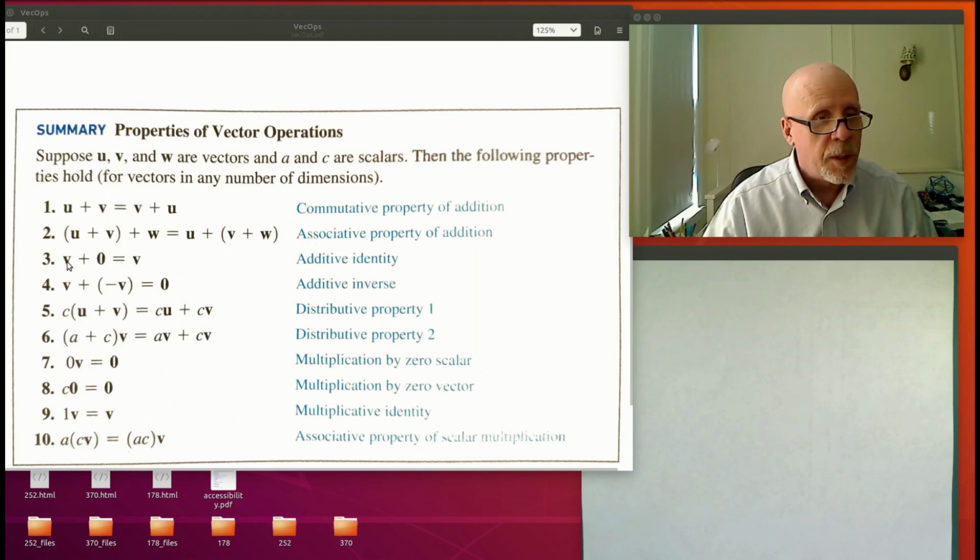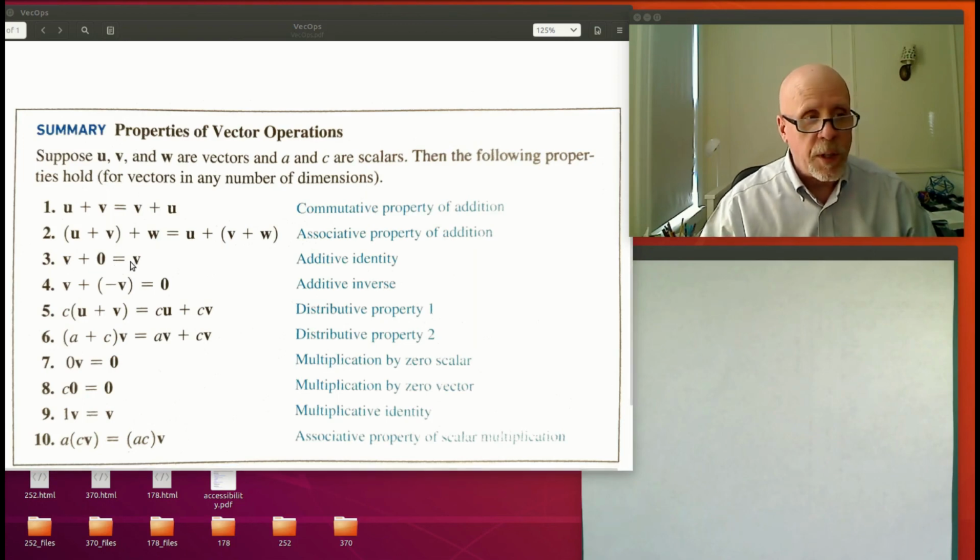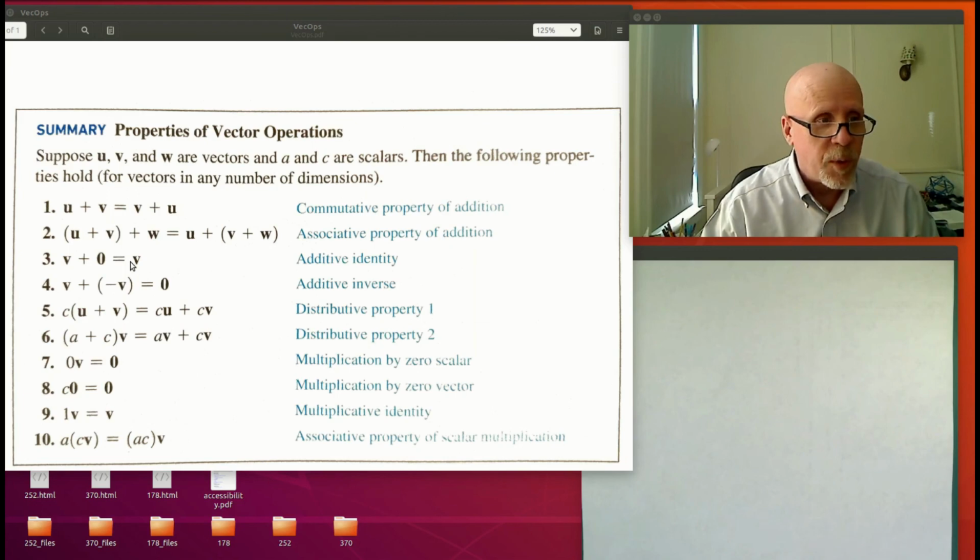So this is saying, pretty much what you would expect, that adding a zero vector to another vector doesn't change anything. It's like saying, do the directions that V says to do, and then stay put. So you just might as well forget that and stay put, because what else would that mean?